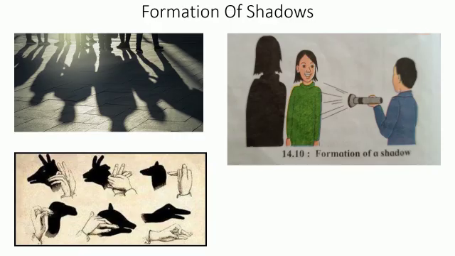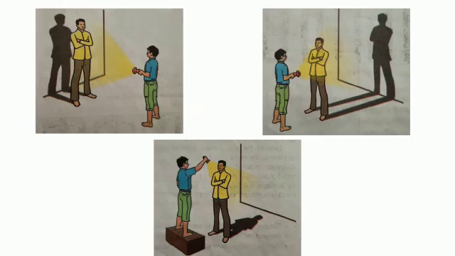If an opaque object comes in the way of a light source, light does not pass through it. Here, your friend who is standing between the wall and the torch is the opaque object. Light does not pass through any opaque objects. As a result, the light does not reach a wall or any other surface on the other side of the object, and that part remains dark. So, this dark part is called the shadow of the object. Let us study more about shadows by doing an activity.